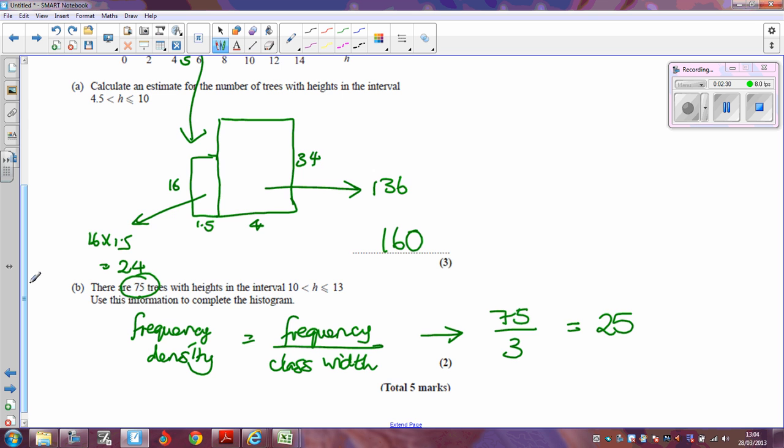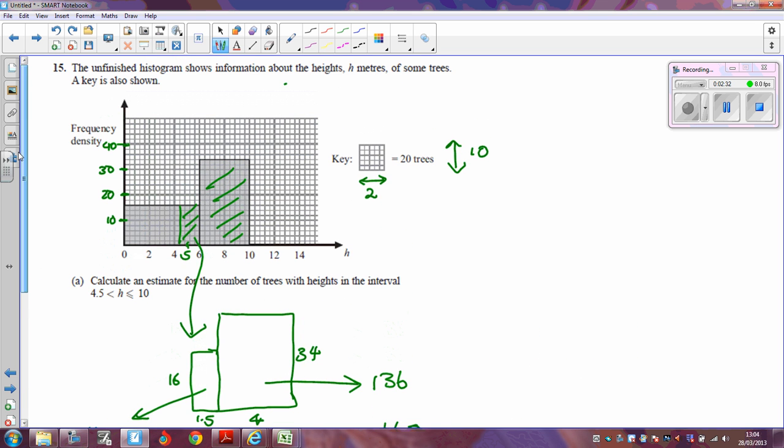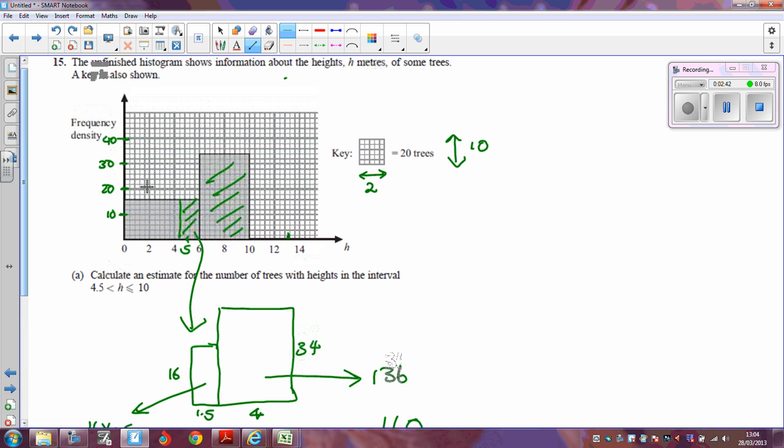So if I look at that last group, from 10 to 13, the frequency density is going to be 25, or 10 to 13 is here. Let's just do it with proper lines. And what did I say it was? 25. So 25 is halfway between 20 and 30, so that's going to be there. So from 10 to 13, it's going to be across like that, and then down at 13, which is there. It's not quite, but there you get the idea.